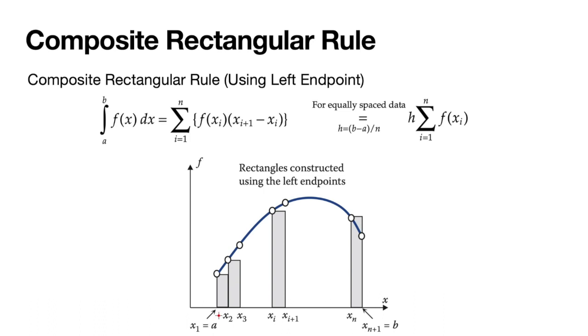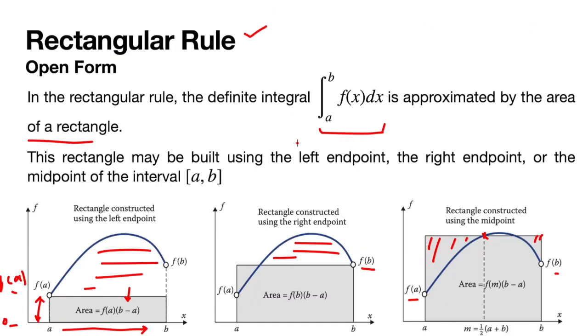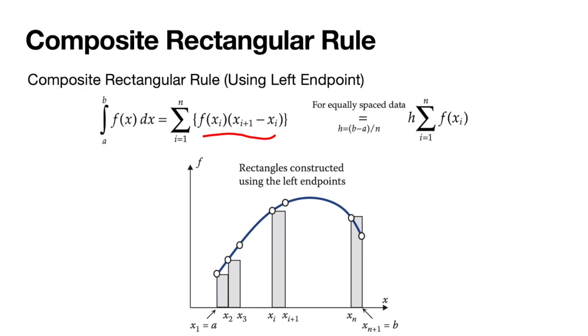We have discussed that the first point is A, the second point is x2, and the third point x3. Similarly, this one is xn and this is x_{n+1}, which is equal to B. So if we have n rectangles or n intervals, then we have n plus 1 points. This is similar to the previous areas we calculated: the function value multiplied by B minus A, or the difference between those intervals. So here it is the same, the function value at that point.